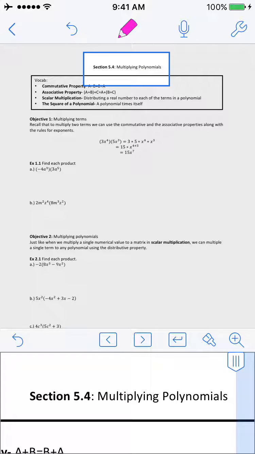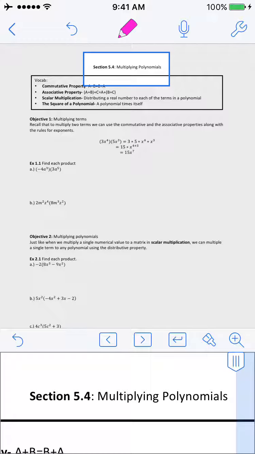Alrighty, section 5.4. We are moving along quite quickly with this chapter. This chapter is all about multiplying polynomials. So we finally come to that day where we are multiplying polynomials. We're going to be using a lot of those exponent rules, so hopefully you remember all the way back to 5.1 about those exponent rules.